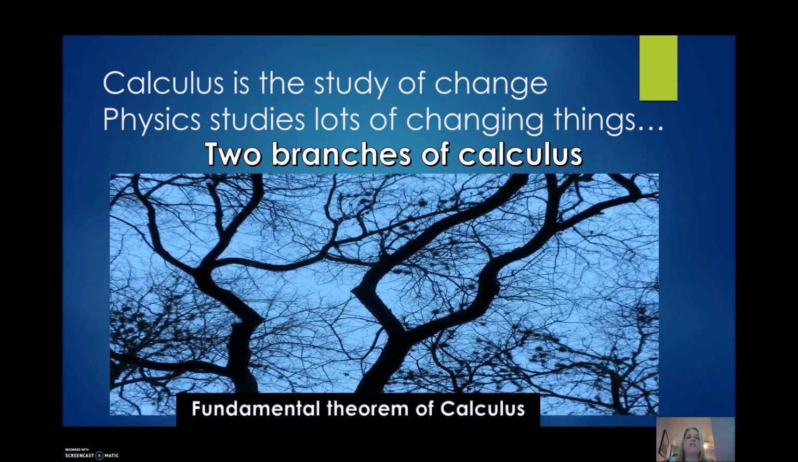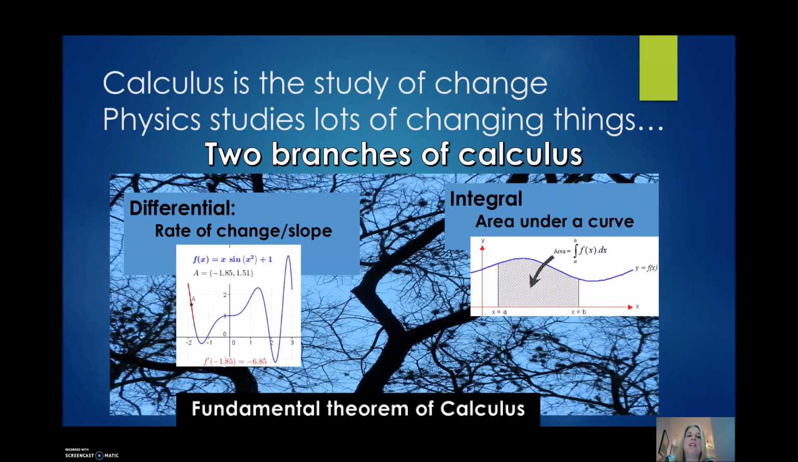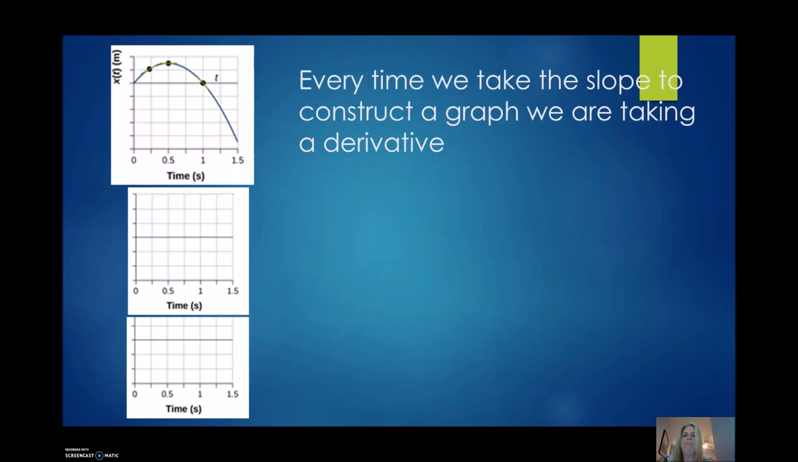Now, there are two branches of calculus united by the fundamental theorem of calculus. The one we're going to talk about in this video is differential calculus, which is the rate of change or slope. Taking a derivative is a fancy way of saying taking the slope. In our second video, we're going to talk about integral calculus, which is just the area under a curve. So every time in Physics 1 you took the slope to construct a graph, you were just taking a derivative.